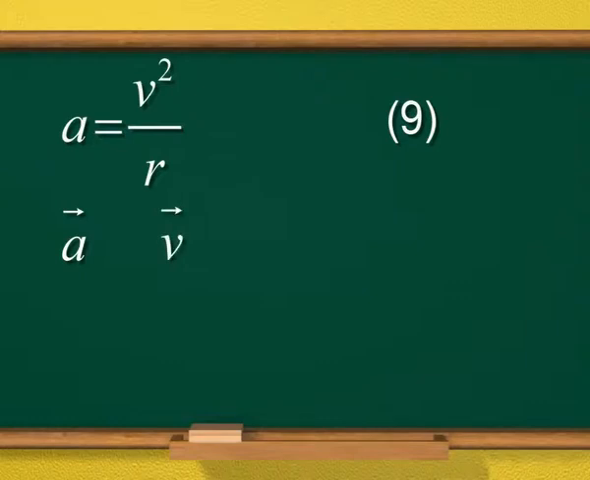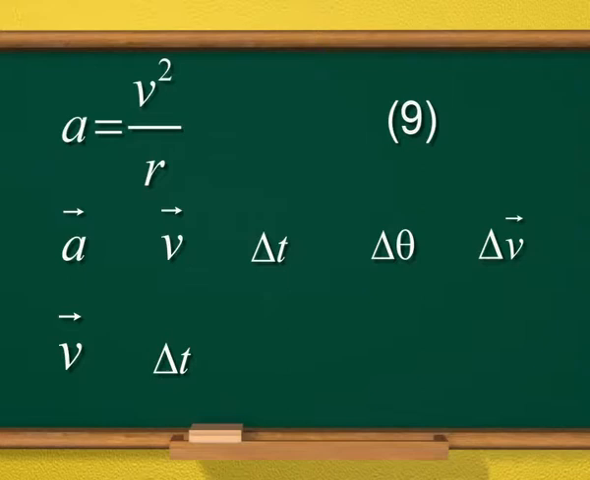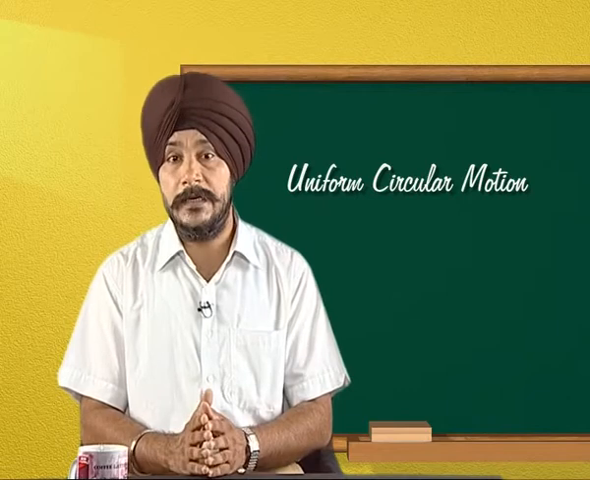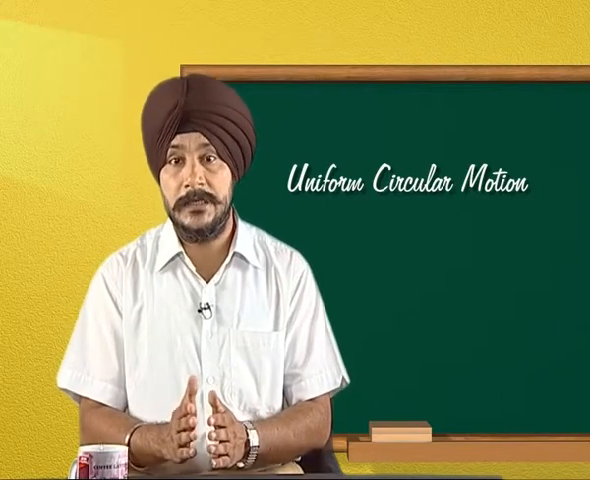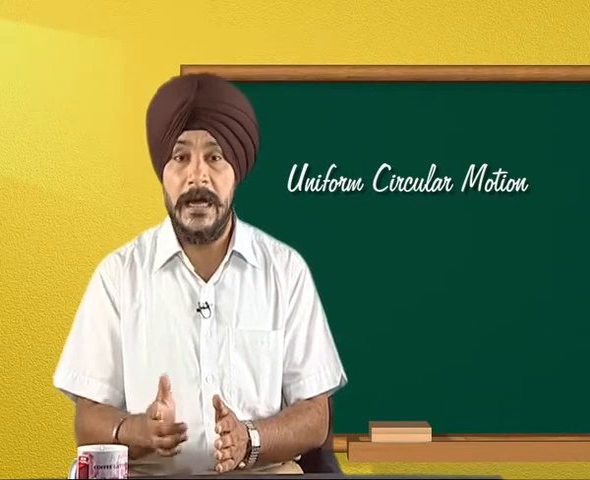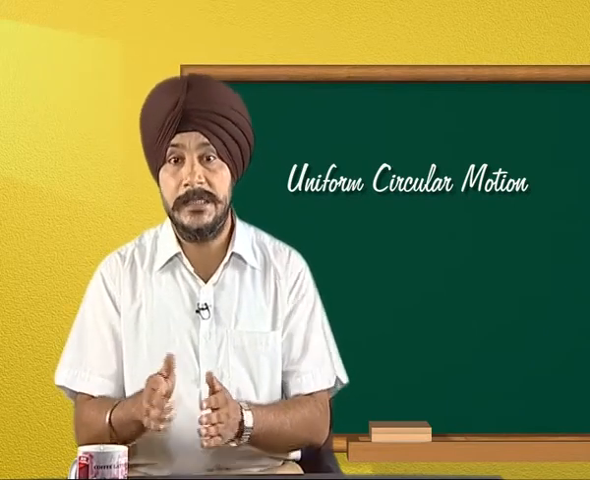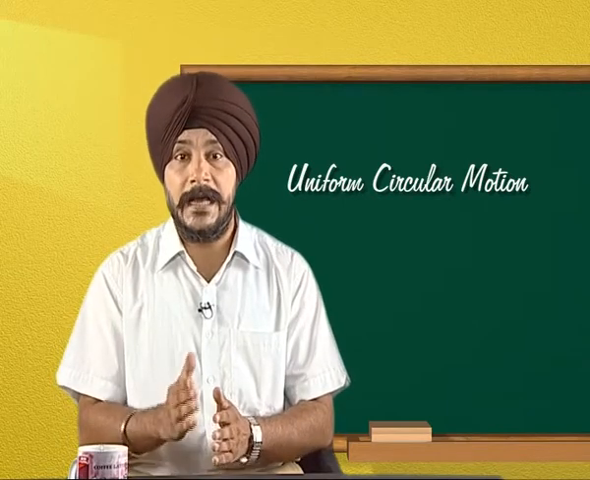It is due to the reason that when delta t decreases, delta theta also decreases, and likewise vector delta V becomes more and more perpendicular to velocity vector V. In the limiting case, when delta t approaches 0, vector delta V becomes perpendicular to the velocity vector V. Since the velocity vector at any point is tangent to the circular path at that point, the acceleration vector acts along the radius of the circle at that point and is directed towards the center. It is called the centripetal acceleration.